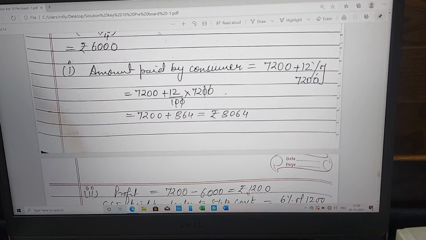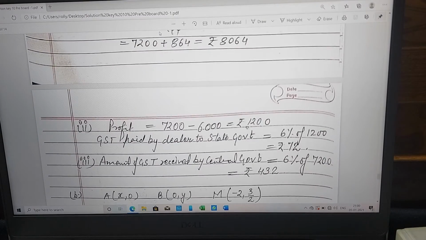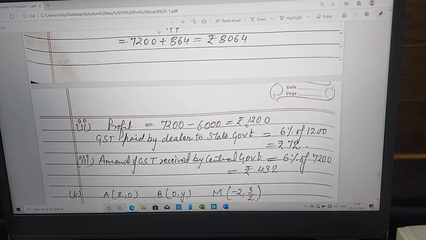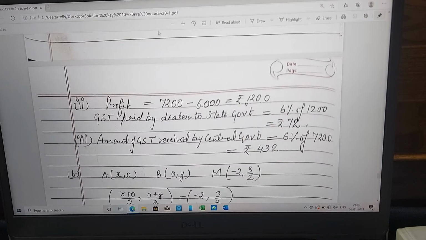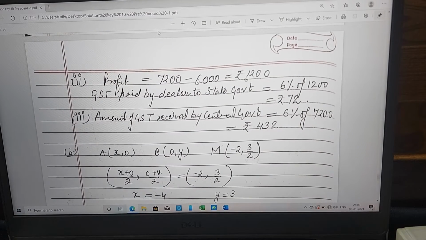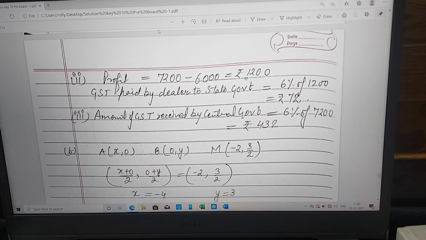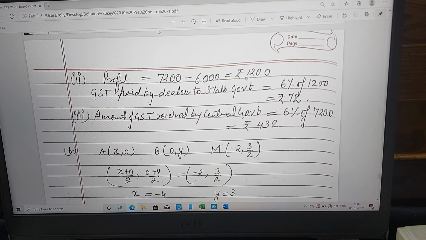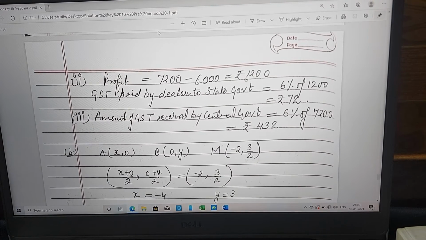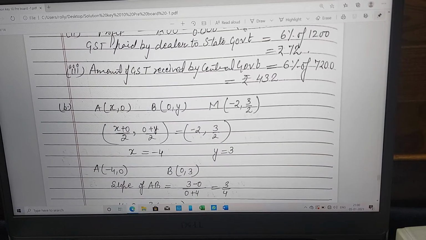That means 8,064. Again, you have to calculate the profit because it is GST paid by the dealer to the state government. So instead of 12%, we will take 6% on profit. Clear? Amount of GST received by the central government. So again, because it is CGST, 6% of the total amount. So the total amount is 7,200. Because it is received by the central government, it will be on the total selling price 7,200. 6% of 7,200. Next question.